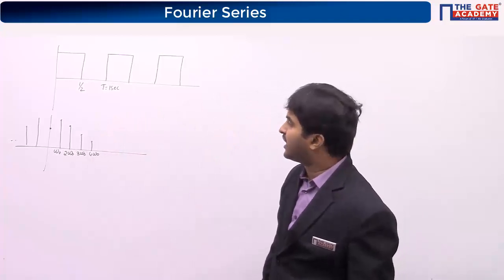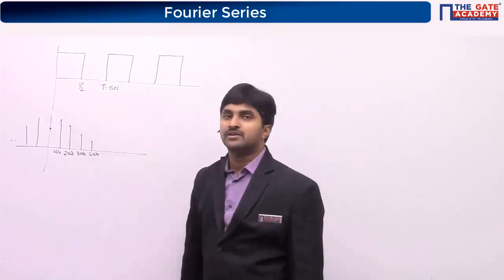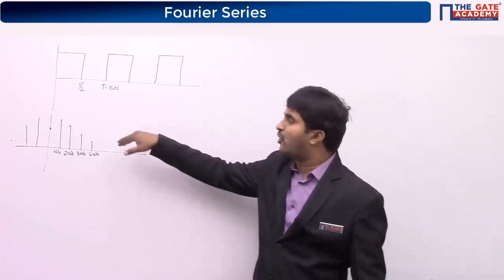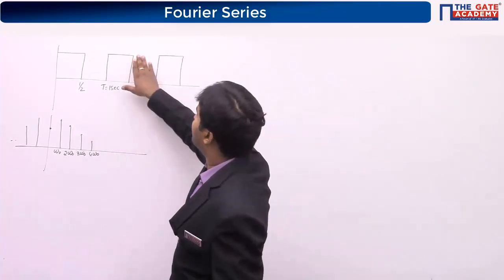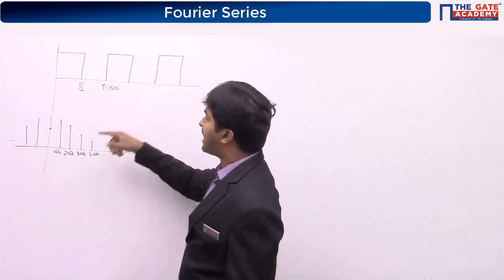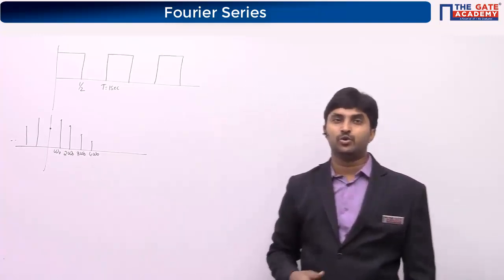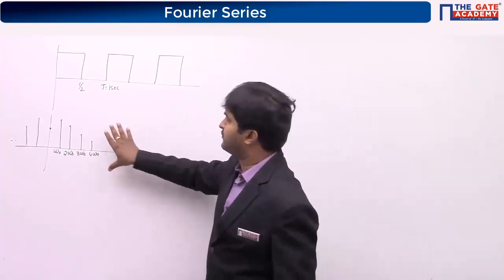So what I can understand is that as the value of k increases, the value of ck is coming down, which is something that we already know: whenever you have square pulses like this, ck is going to be proportional to 1 by k. So as the value of k increases, you can see that the component is going to come down. This is what we have learned.